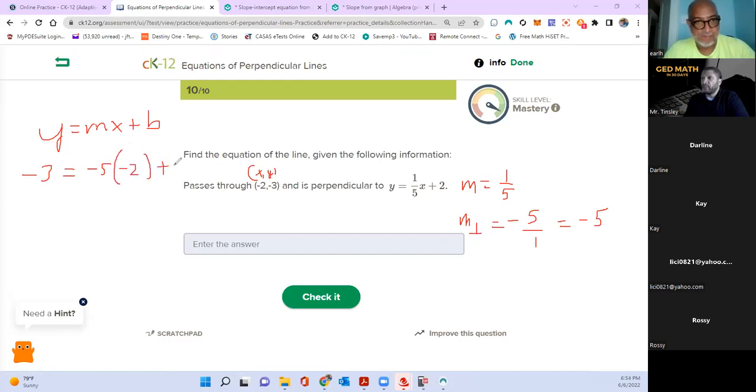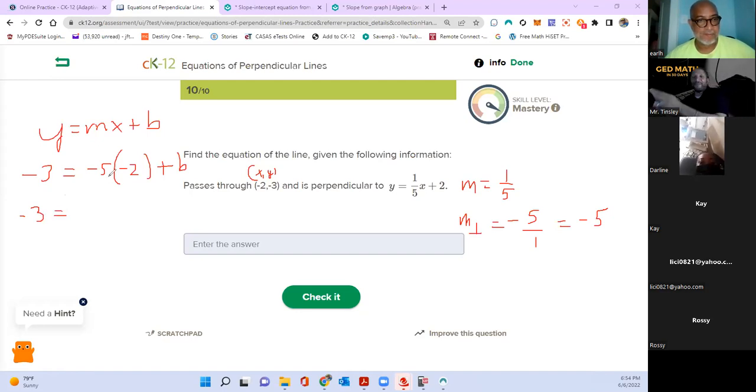Plus b. So, I'm sorry, Darlene, are you available? Are you seeing what we're doing? I'm here. Okay, good, because she's the one that sent me the picture of how to find the equation of a perpendicular line. So I wanted to make sure she was here because she's calling in from work. That's the dedication that I love. Anyway, I'm sorry.